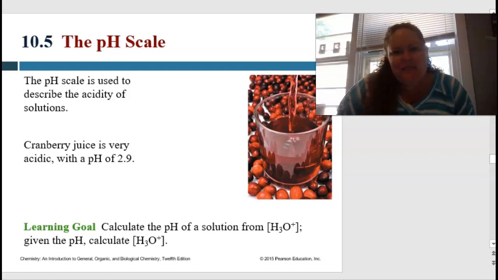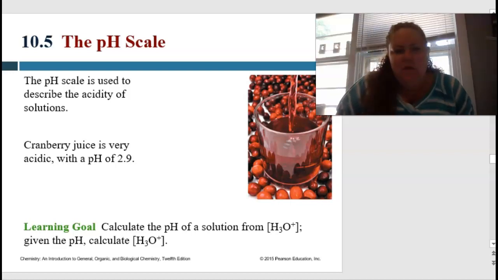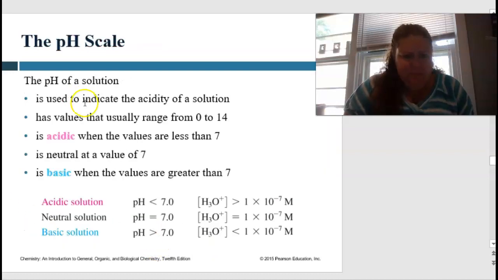Now we get to talk about the pH scale. The pH scale is used to describe the acidity of a solution. Cranberry juice, great with vodka, just saying, is very acidic with a pH of 2.9. So let's learn to calculate the pH of a solution from the H3O+, and given the pH, be able to calculate the H3O+. Okay? So, applying what we just learned.